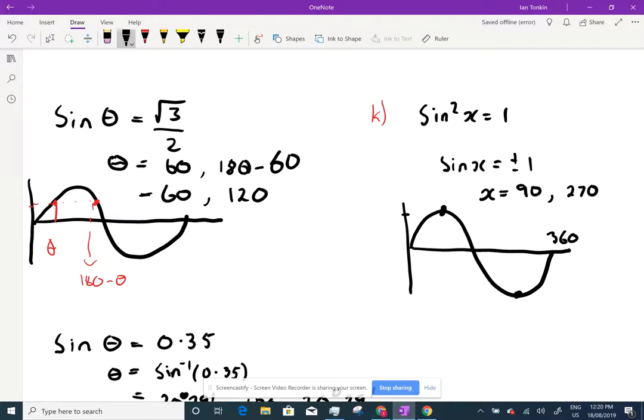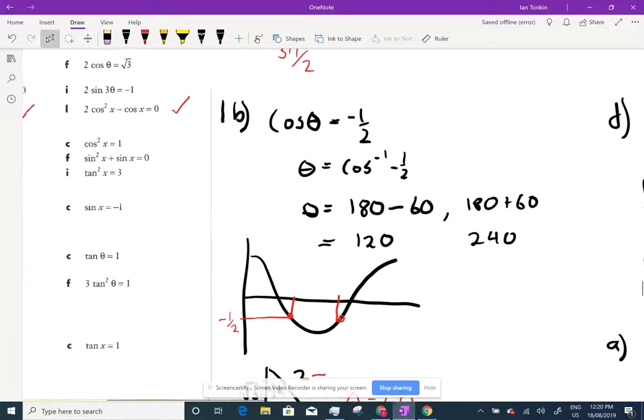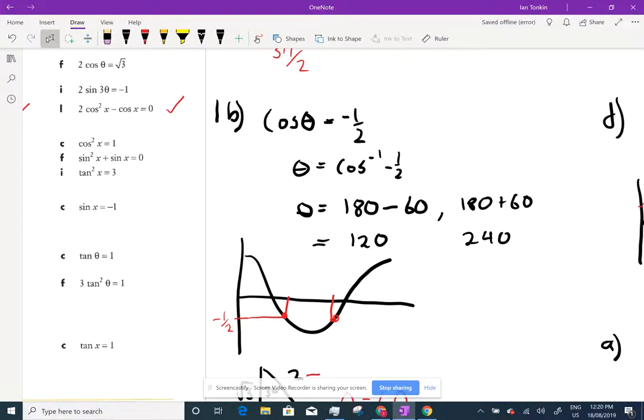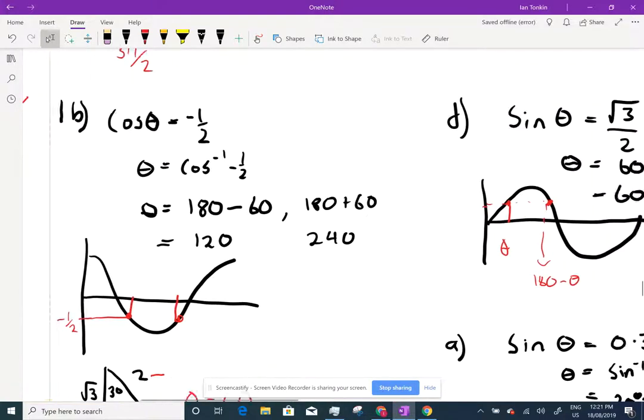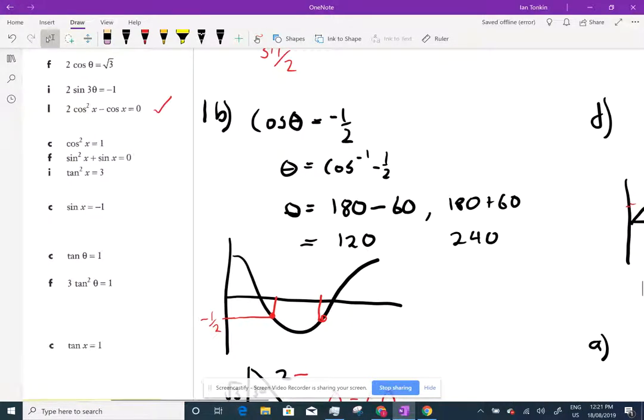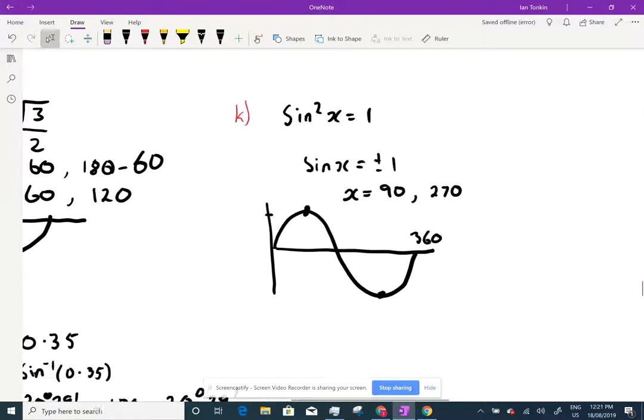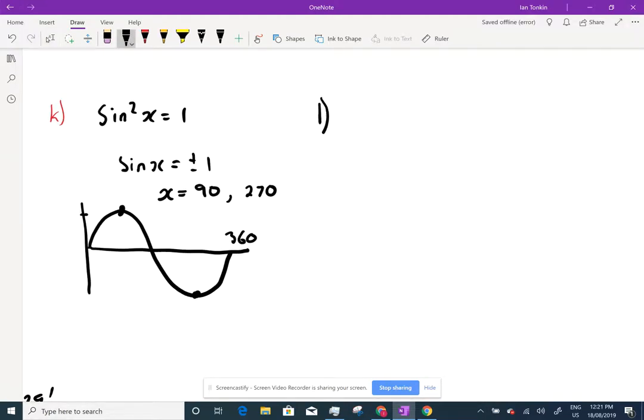Let's have a look at the next one. This is what we call an equation reducible to a quadratic. You've got to be careful because some people go, I'll just divide by cos x, which gets rid of it. So it's an equation reducible to a quadratic, or we can factorize. So this is L, we've got 2 cos squared x minus cos x equals 0.